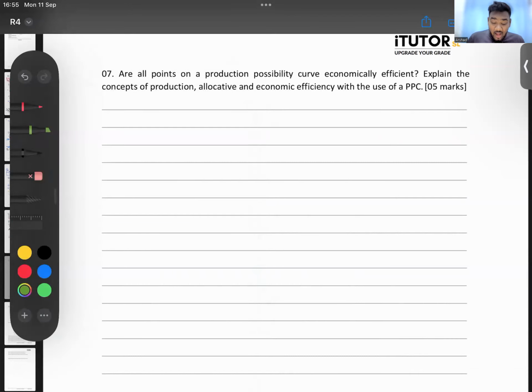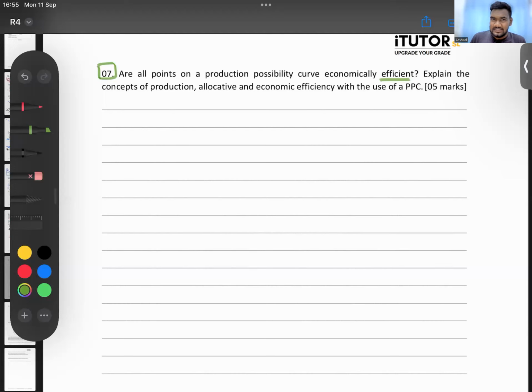question 7 says, are all points on a production possibility curve economically efficient? Explain the concepts of production, allocative, and economic efficiency with the use of a PPC. Can you give me an answer for the first part first? Are all points on the PPC economically efficient? Do all points on the PPC represent economic efficiency? Yes or no? It does not. Then all points on the PPC represent what?